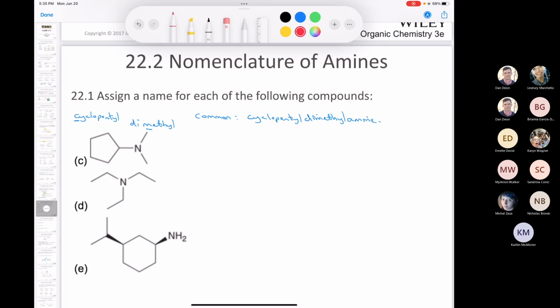The systematic way, they're both accepted by IUPAC. Systematic.